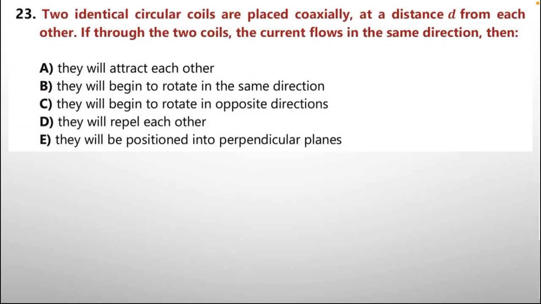Question number 23. Two identical circular coils are placed coaxially at a distance d from each other. If through the two coils the current flows in the same direction, then options are: A. They will attract each other. B. They will begin to rotate in the same direction. C. They will begin to rotate in opposite direction. D. They will repel each other. E. They will be positioned into perpendicular planes.